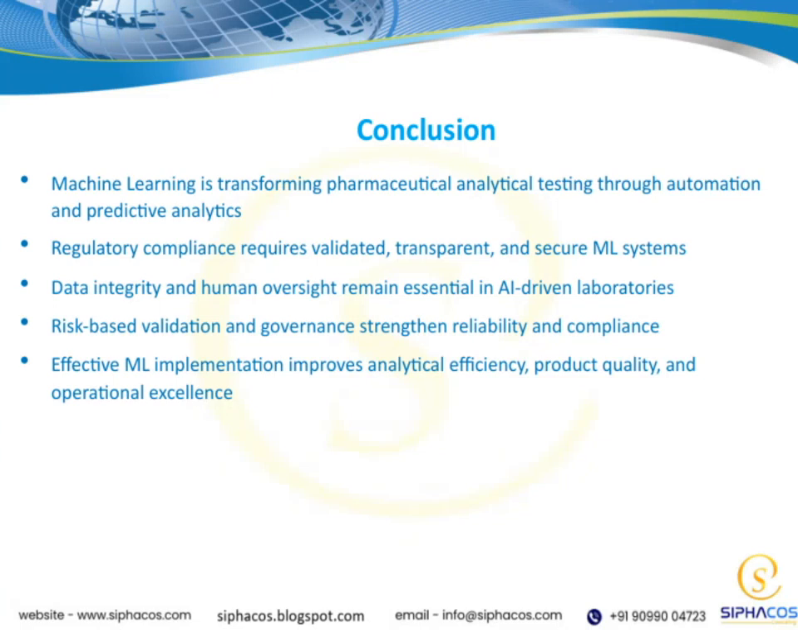As we come to the conclusion, I want to emphasize how machine learning is truly transforming pharmaceutical analytical testing. It's driving automation and enabling predictive analytics, which help us make smarter, faster decisions. Of course, regulatory compliance remains a top priority. This means our ML systems need to be validated, transparent, and secure to meet strict industry standards. Despite the power of AI, data integrity and human oversight are still essential. We can't rely solely on machines. Expert judgment and rigorous data management are critical to ensure accuracy and trustworthiness.